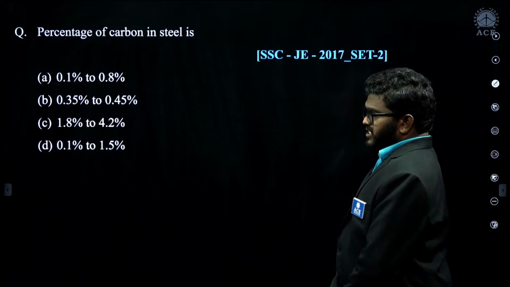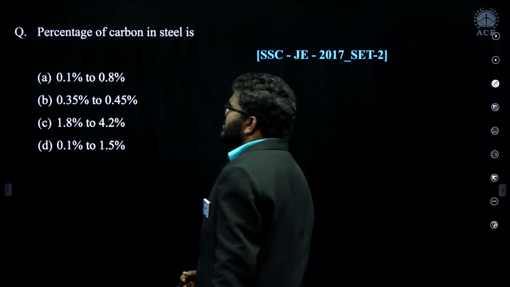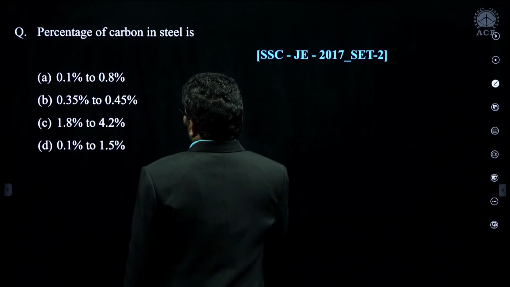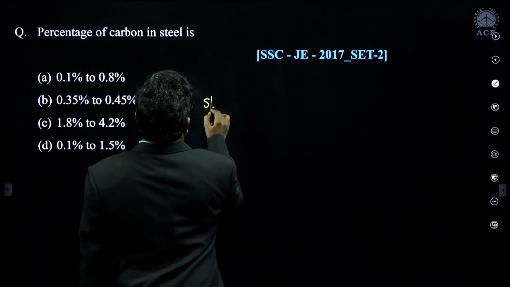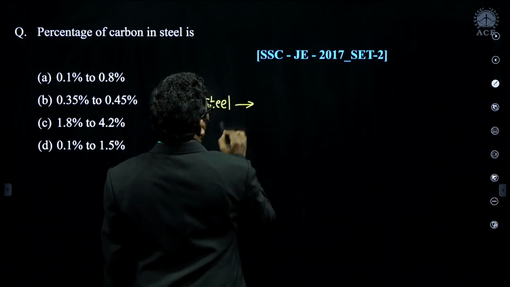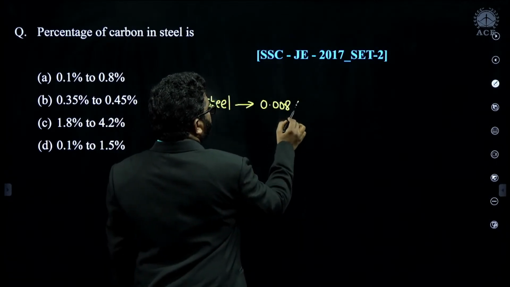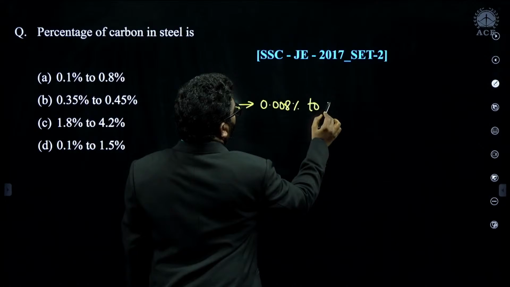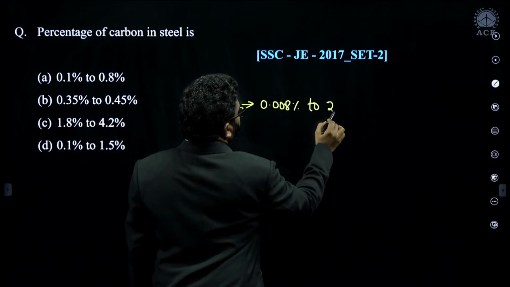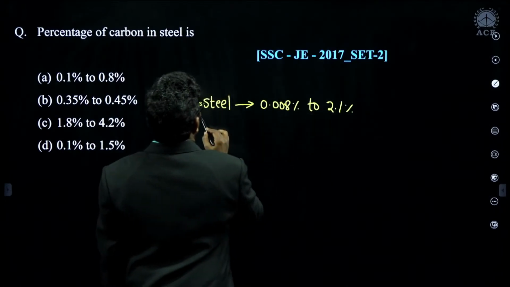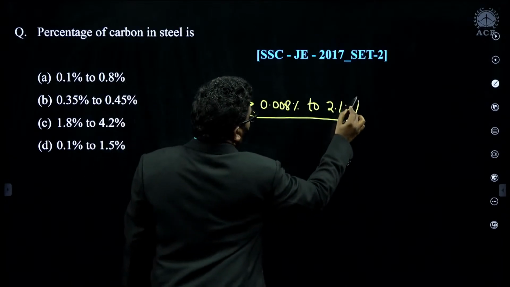Percentage of carbon in steel. Remember, steel is an iron carbon alloy with the carbon percentage 0.008% to 2.1% as per the iron cementite phase diagram.